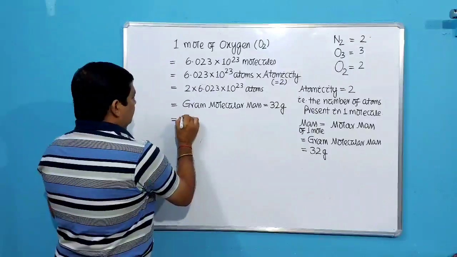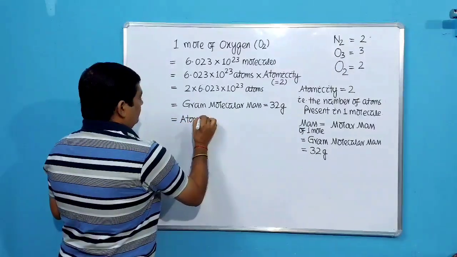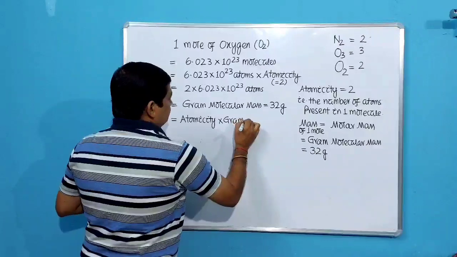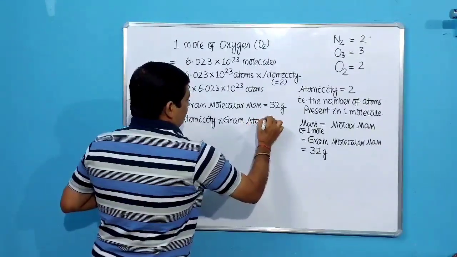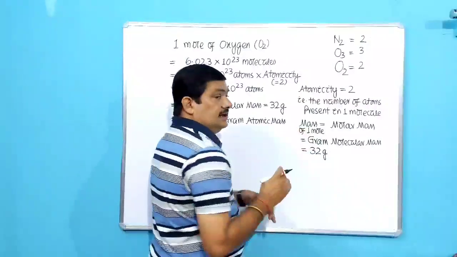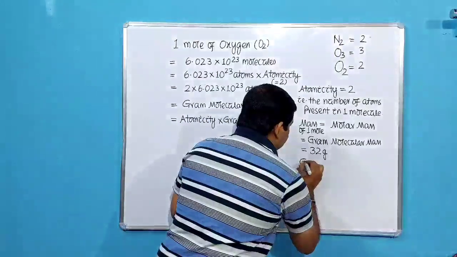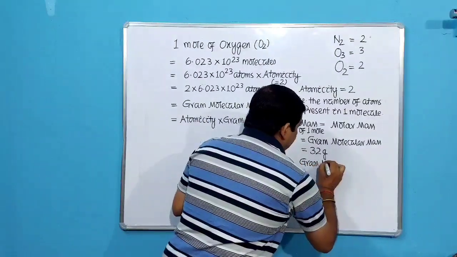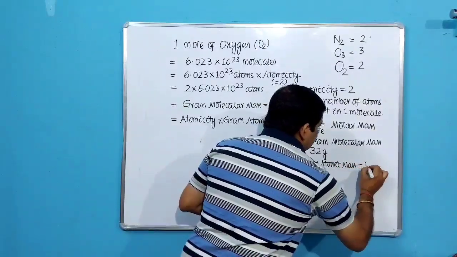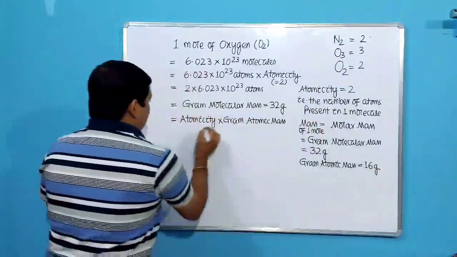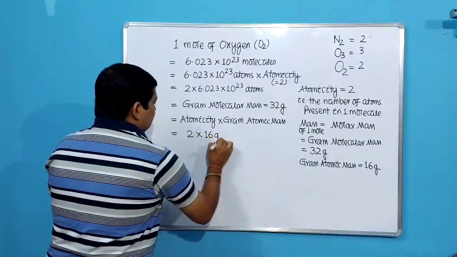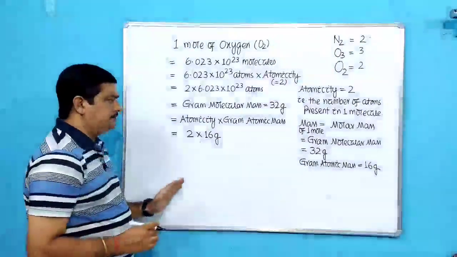Then atomicity into gram atomic mass, same thing. The atomic mass of oxygen is 16. What is the gram atomic mass of oxygen? It will be 16 gram. So the atomicity of oxygen is 2, and 2 into the gram atomic mass of oxygen is 16 gram. So these two are the same.